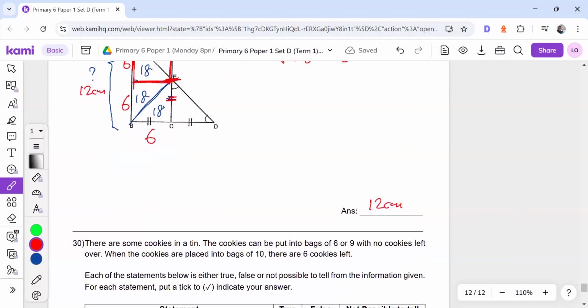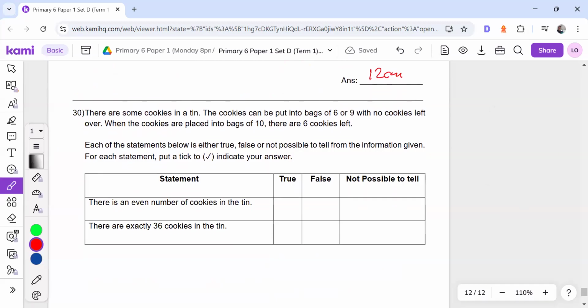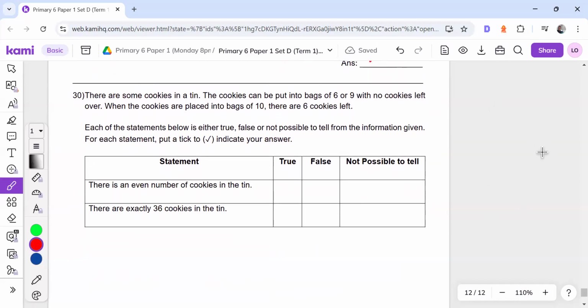Okay, question 30. Now this one, you cannot just anyhow tick and tick unless you have no time. Otherwise, you have to prove why you tick. Now, there are some cookies in the tin. The cookies can be put into batches of 6 and 9 with no cookies left. Method here, multiples. Why do we use multiples? Because you can divide by 6, can divide by 9. That is called multiples, right? We are using multiples to get how many cookies. And when the cookies are placed in batches of 10, there are 6 cookies left. So is there an even number of cookies in the tin?